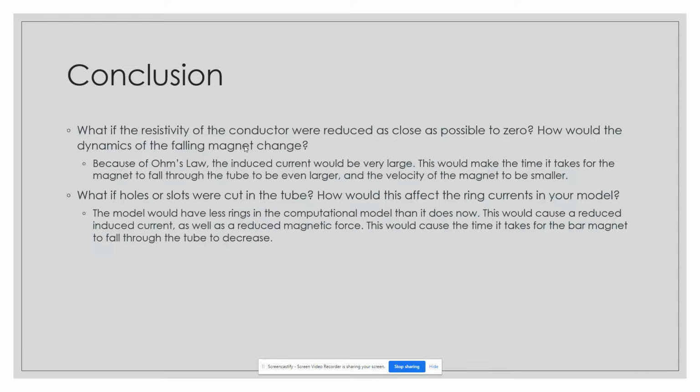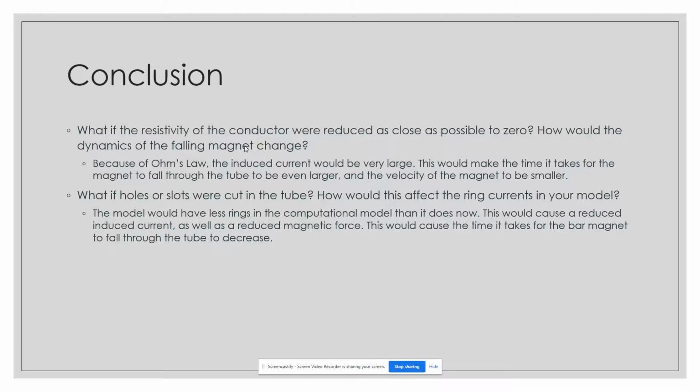The conclusion of this lab. So, what is the resistivity of the conductor? What if the resistivity of the conductor were reduced as close as possible to zero? How would the dynamics of the falling magnet change? Because of Ohm's law, the induced current would be very large. This would make the time it takes for the magnet to fall through the tube even larger and the velocity of the magnet smaller.